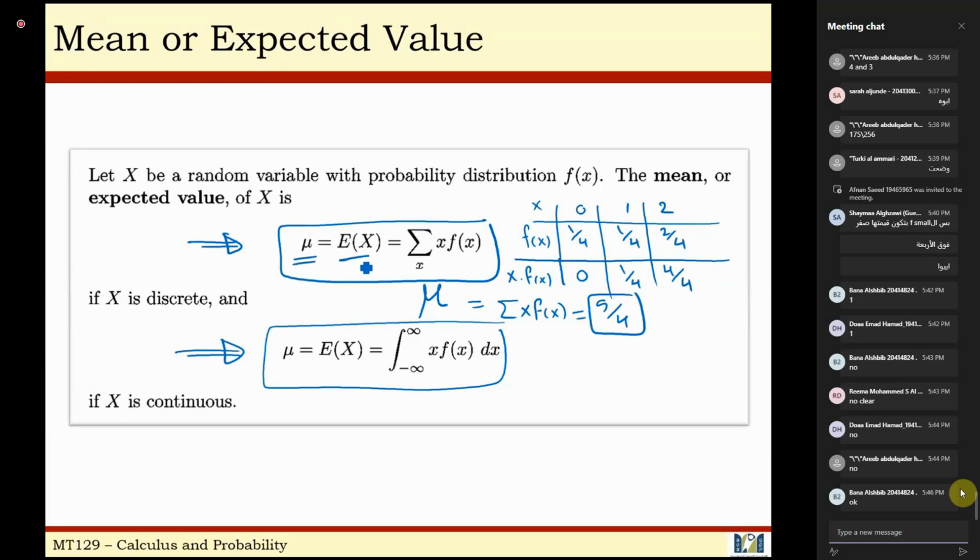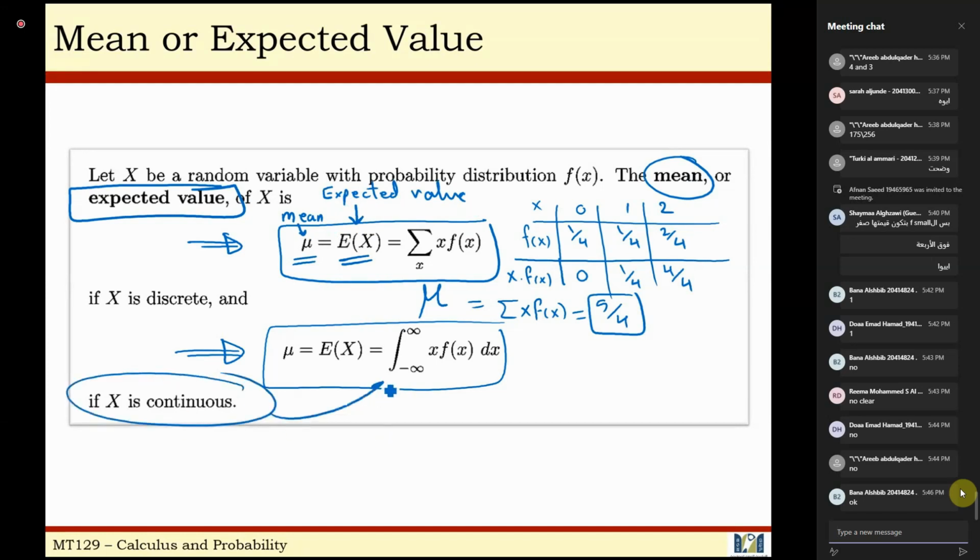Mean or expected value, this is the same meaning. This is the mean, and this is the expected value. The expected value and the mean have the same meaning. If we have continuous, we must find x multiply f of x by integration from minus infinity to infinity. Let's take an example about this.